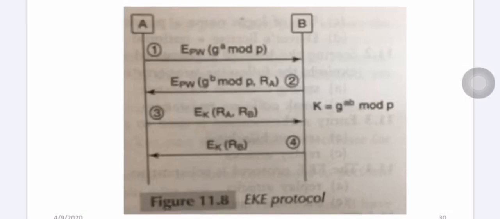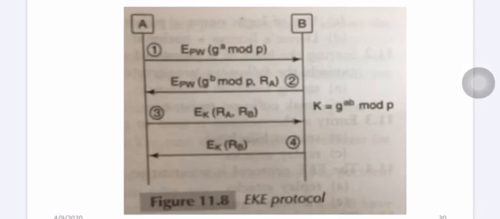In the meanwhile, B also generates G^B mod P, where G is the generator, P is the common prime, and B is the secret key of B, and RA is the sender identification. This data will be encrypted and sent. User A will verify both things, and they will come up with a common agreement of K equal to G^AB mod P.